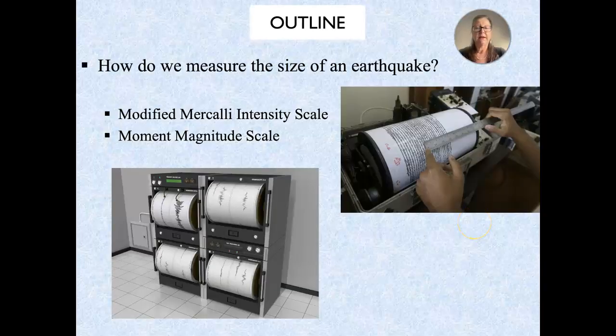So here's our outline. This is going to be a pretty short video, although I always tend to think that, and then look what happens. But we're going to just talk about two things: the modified Mercalli intensity scale and the moment magnitude scale. And these drums that are showing the squiggles that you might think of as the typical instrument reading of an earthquake, these are related to the magnitude scale. But we're going to start with the first one here.